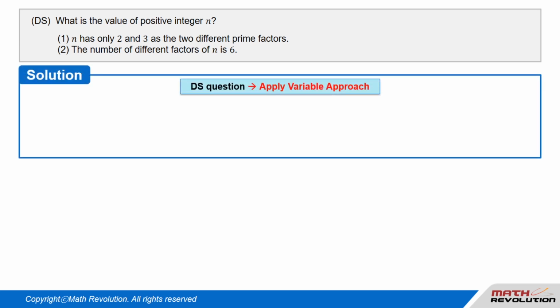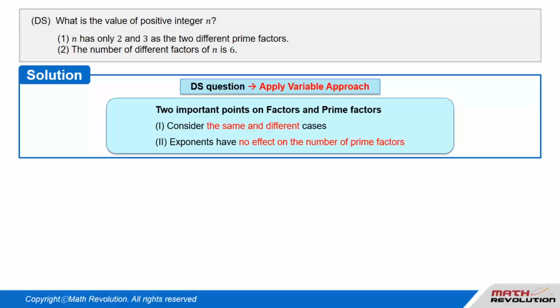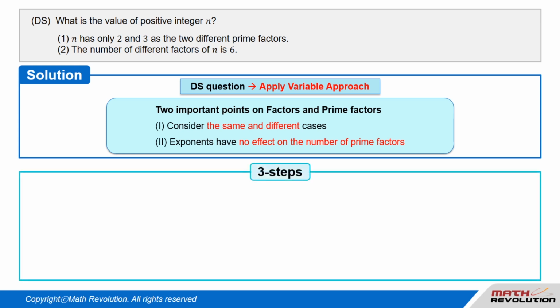Solution. Let us solve this DS question using the variable approach. The two important points that should be taken note of: 1. Consider the same and different cases. 2. Exponents have no effect on the number of prime factors. Let us apply 3 steps of variable approach.